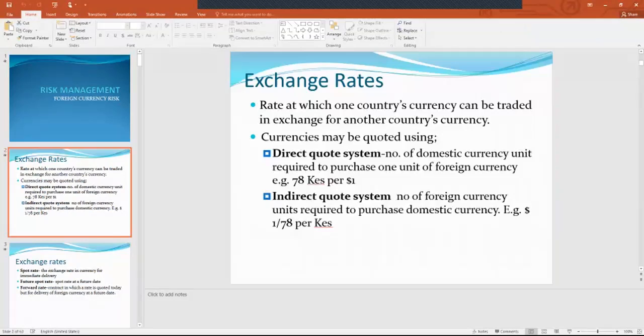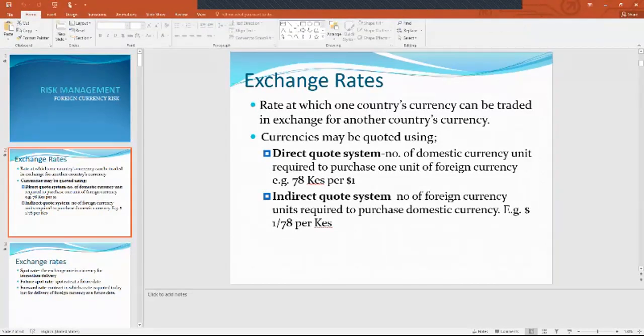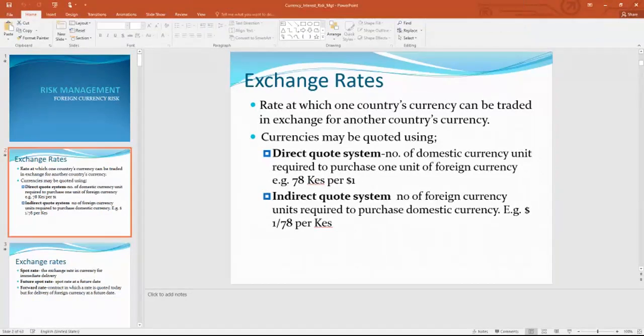When it comes to foreign currency, let me introduce it by discussing what an exchange rate is. An exchange rate simply is a quotation, or the price of one currency over the other. For example, you quote Kenya shilling versus US dollar. We say that one US dollar is equal to, let's say, 108 Kenya shillings. Then we refer to that as the direct quotation, where the price of $1 in Kenya shillings is equal to 108.